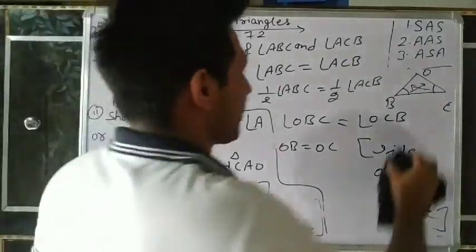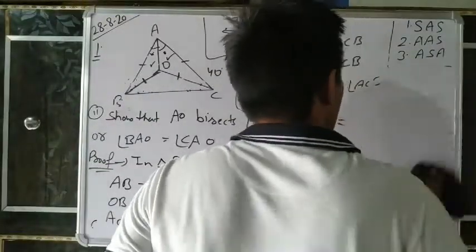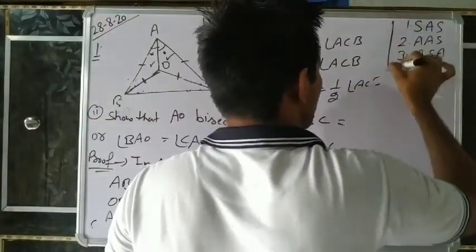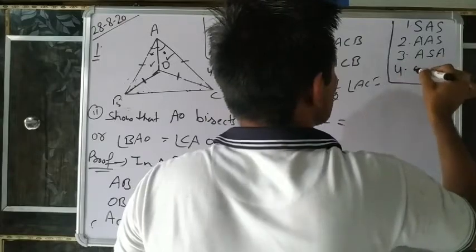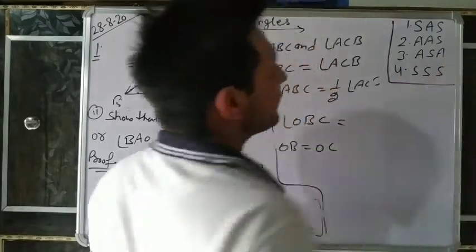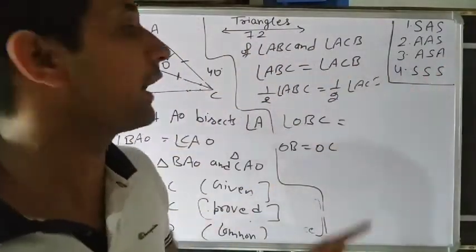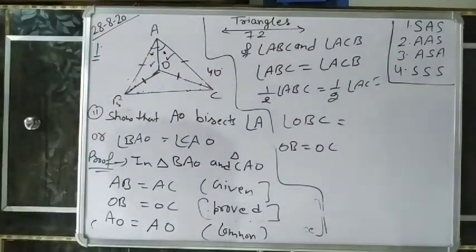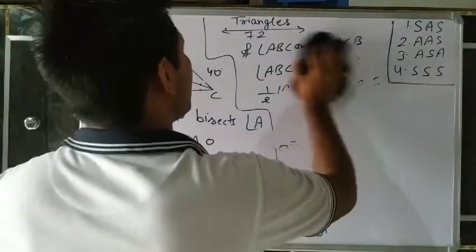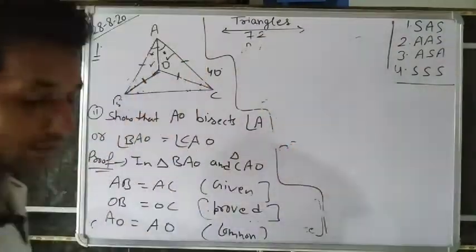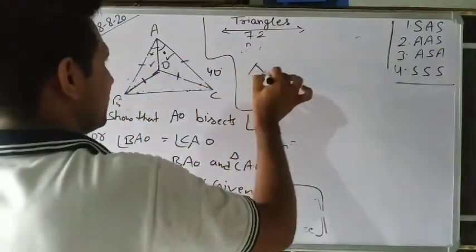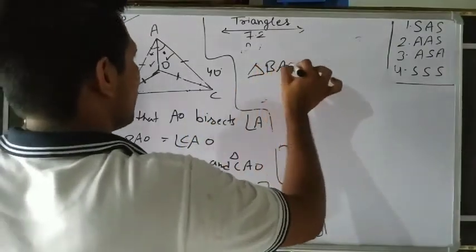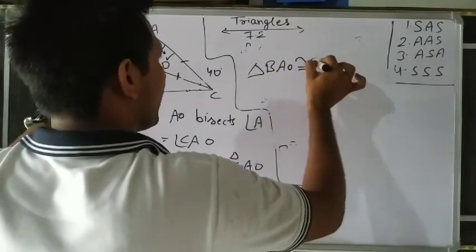So one more property you have to remember: side, side, side. It is another property of congruent triangles. If all three sides are equal in two triangles, then they are congruent by side, side, side. So you can write, triangle BAO congruent to triangle CAO, where this is the symbol of congruent.